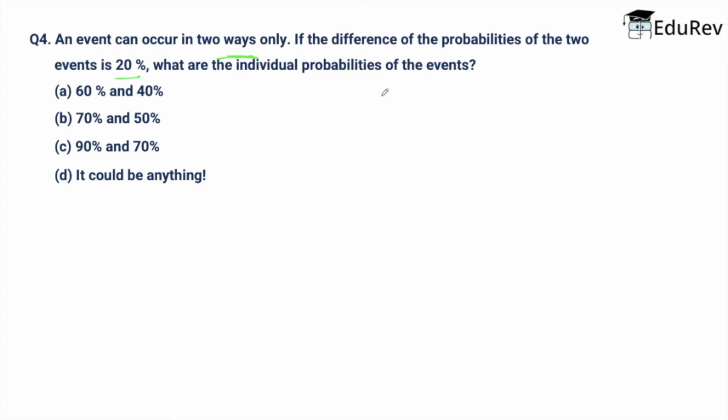Now, the sum of two probabilities, let's say that the probabilities are A and B. So, the sum of the two probabilities has to be 1, that is, 1 can be equated to 100%. That is what I am saying: A plus B has to be equal to 1. Let this be equation 1.